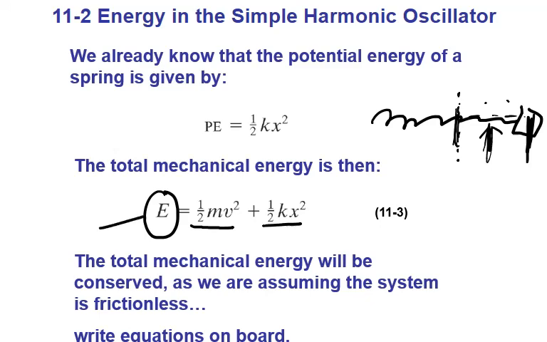So if we know that, we know the total amount of energy, and we know how fast it's going, for instance, we can figure out where the location is. Or, if we know the location, we know the spring constant, we know the total amount of energy, we can figure out how fast it's going at a certain point.